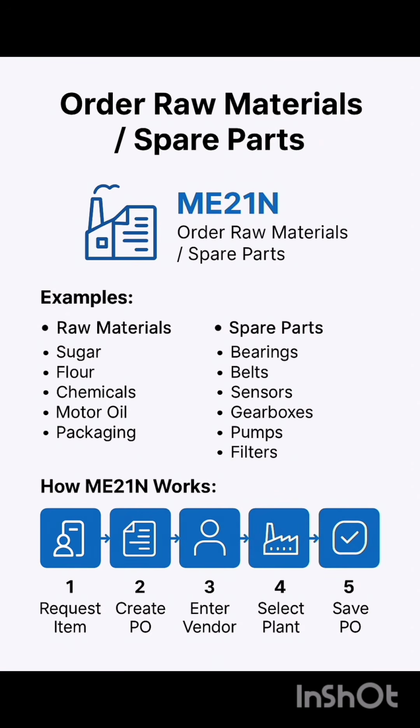How ME21 works: you have to request an item, then you will create a PO. For this, you have to enter the vendor, select the plant, then enter the quantity, and after that you have to save the PO and your purchase order is created.